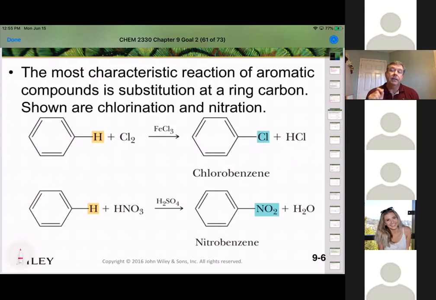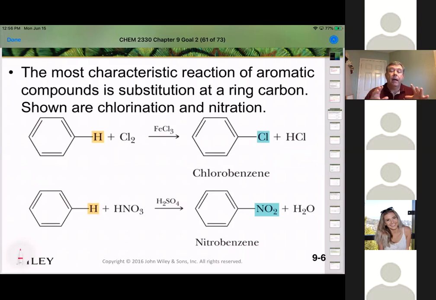Notice that FeCl3 is the same as the chlorine. If we were to use bromine, we have to use FeBr3, because otherwise you'd get those halogens possibly mixing together. So you'll see that the iron catalyst for chlorine is going to be iron chloride, and for bromine it's going to be iron bromide, okay? So that's what I want you to pay attention to.